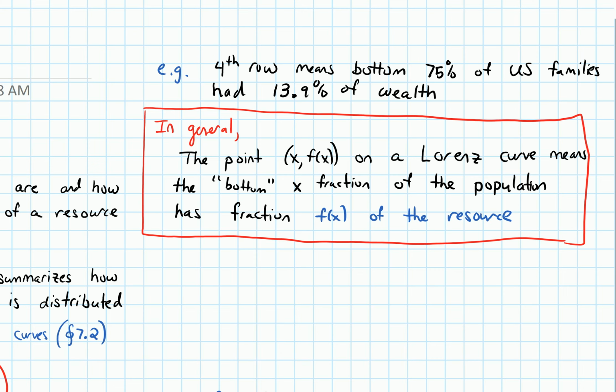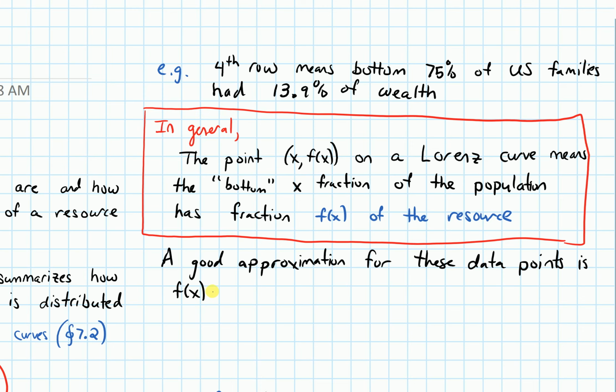So ultimately, to be able to do some calculus with this, we'd like to have a formula for our Lorenz curve. And it can be shown that a good approximation for these data points in that Lorenz data table is given by the function f of x equals 1/20 x plus 19/20 x to the 9.